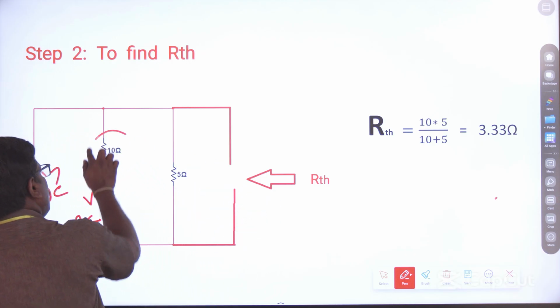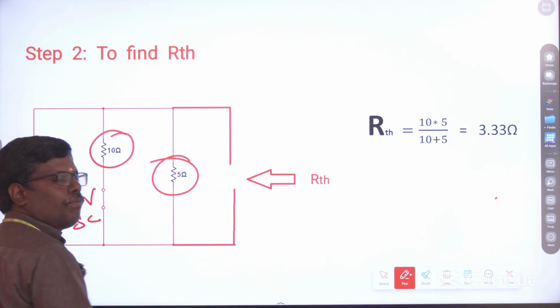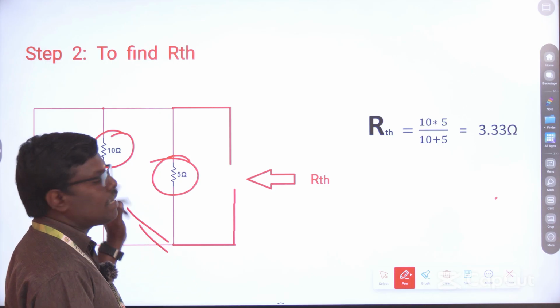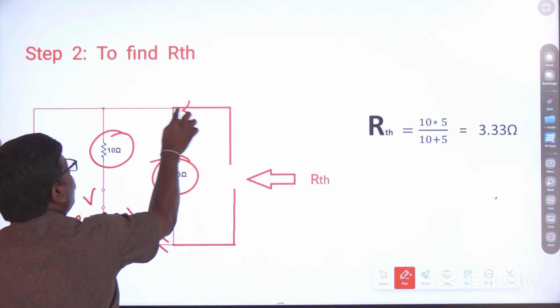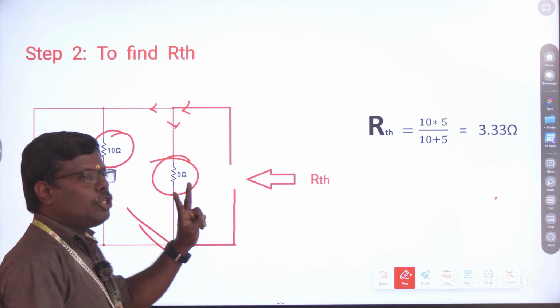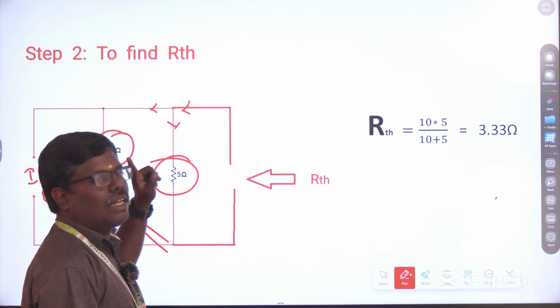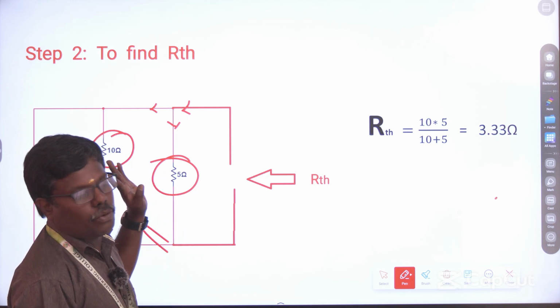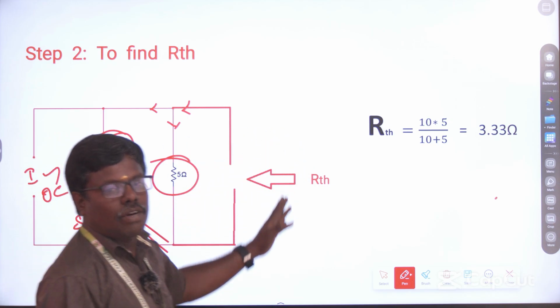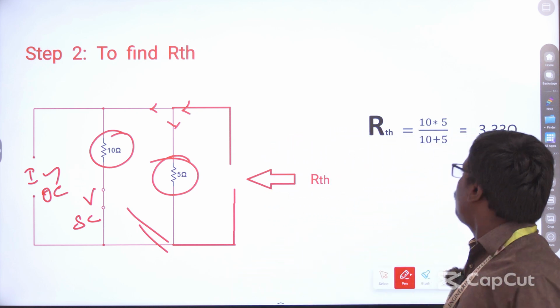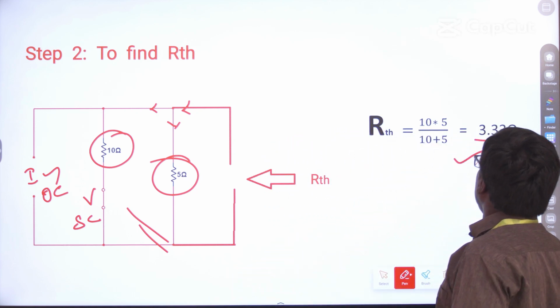Now if you see the two resistances, how they are connected, whether it is series or parallel, let us see. You just apply the current. What happens? The current is splitting into two. That says the current splitting means it is a parallel circuit. So apply the parallel formula, that is R1 into R2 divided by R1 plus R2. I applied it and I got 3.3.